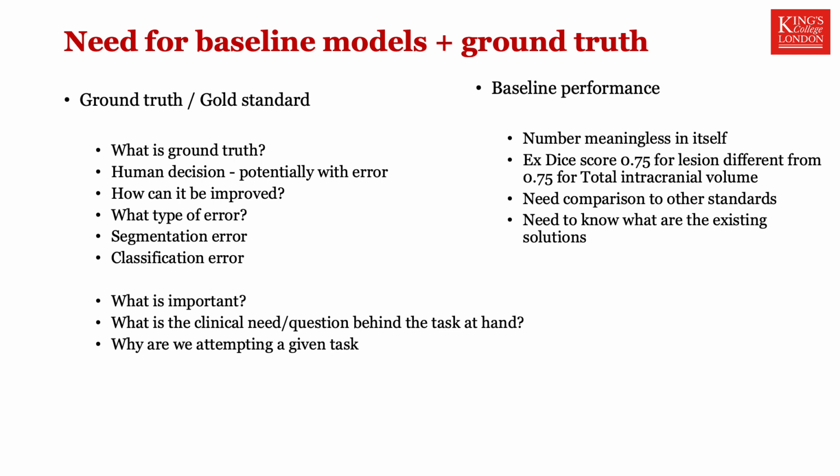So as I was saying before, you need to understand what the baseline performance is, because a number in itself is completely meaningless. I was giving the example of the DICE score for TIV or for lesion. You need also to compare to other standards. What have the others done? What is currently there? Is there something that proposes a solution for the problem you are trying to solve? So you need to have a very good understanding of what's out there, so of the literature around it, and of what is expected or what is tolerable in terms of error or in terms of failure.